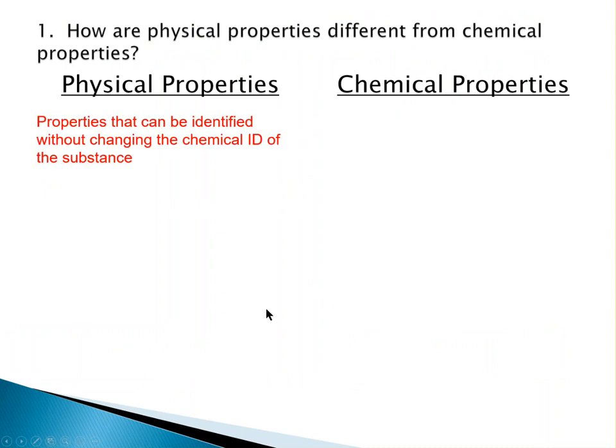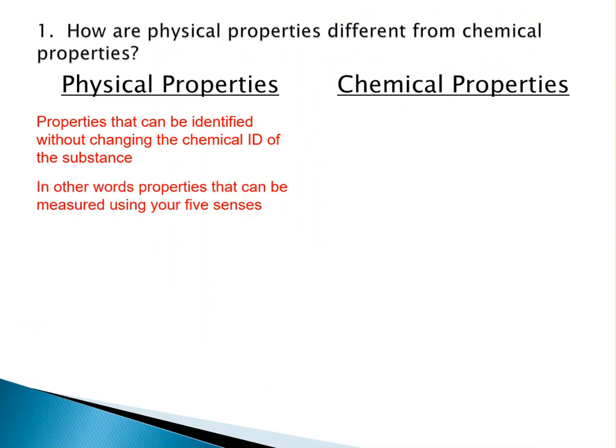A physical property is a property that you can identify without changing the nature of the substance. In other words, they're properties that we can measure with our five senses. So things like mass. I can measure the mass of an object by putting it on a balance. I don't have to change what the object is to do that.